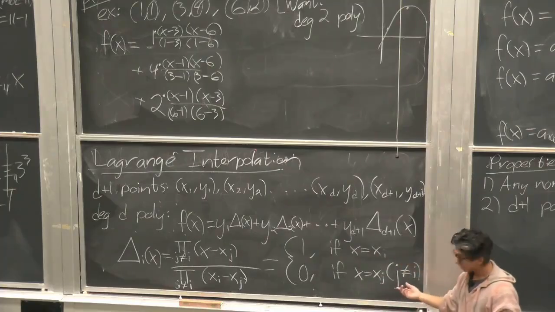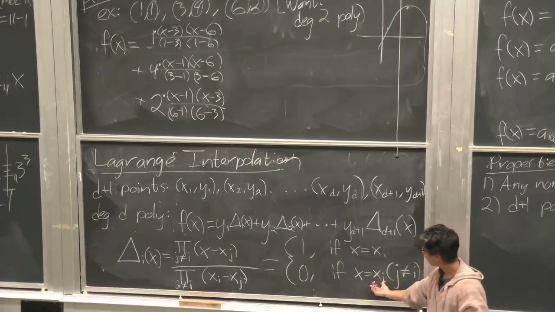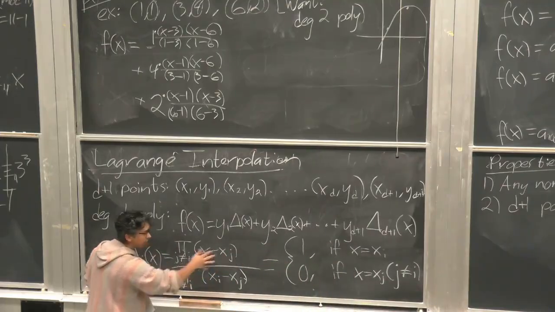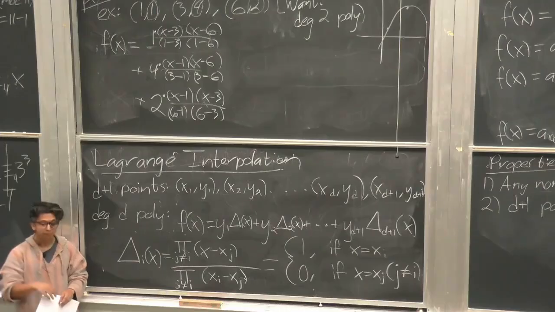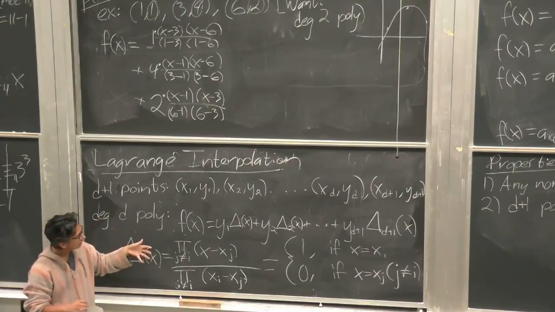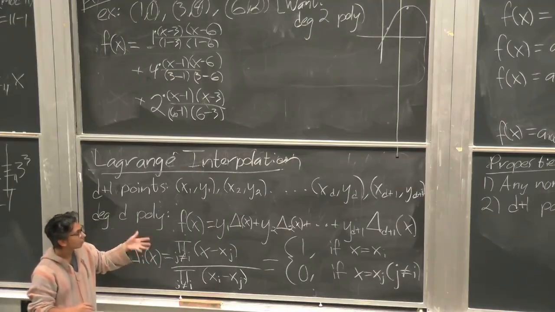The 0 is easy to see in the sense that take xj and plug it in. Well, at some point we get xj minus xj, and that becomes 0. It knocks out the whole thing. So yeah, again, we have to move fast. I'm sorry, but this is the construction.